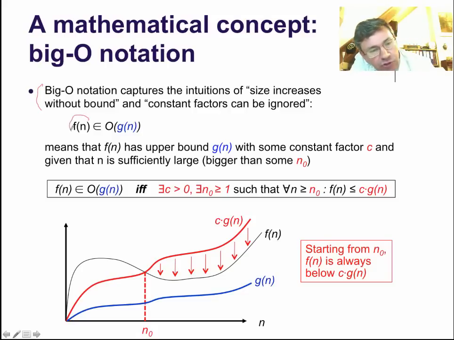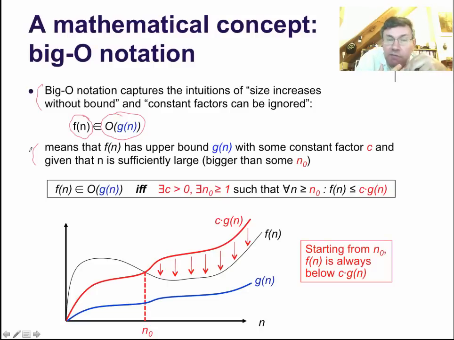So if my execution time is f of n, we say it's big O of g of n. So f of n has an upper bound g of n. So g of n is like the upper limit of how long the execution takes. And we can take into account that we're increasing without bounds and that constant factors don't matter. So the mathematical definition is here. So f of n is O of g of n.